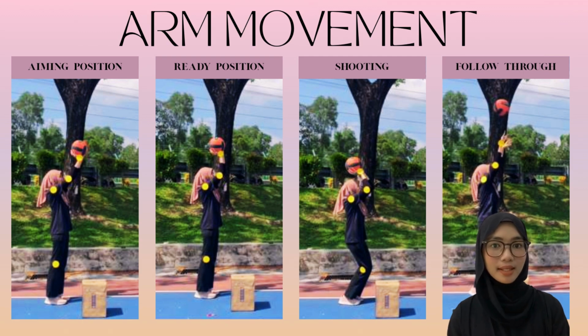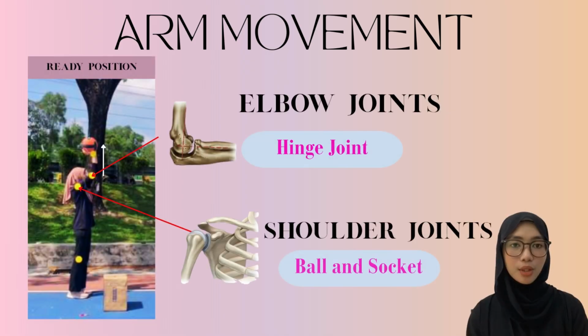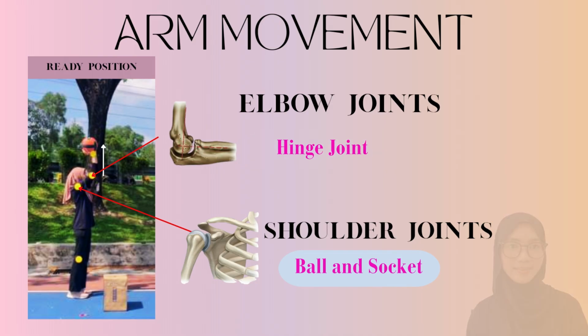There are 4 phases: aiming, ready, shooting, and follow through. But I will focus on just 3: ready, shooting, and follow through. In this movement, 2 main joints are involved. The first one is the elbow joint, which is a hinge joint, and the second one is the shoulder joint, which is a ball and socket joint. This is the example for angular motion. Angular motion happens when the shoulder and elbow rotate around their joints.